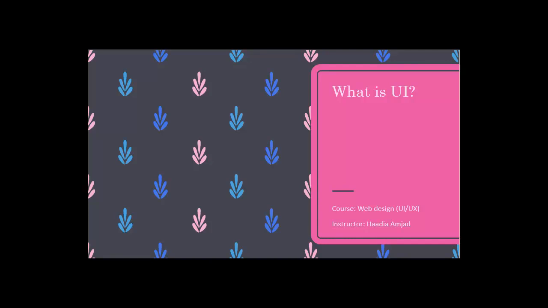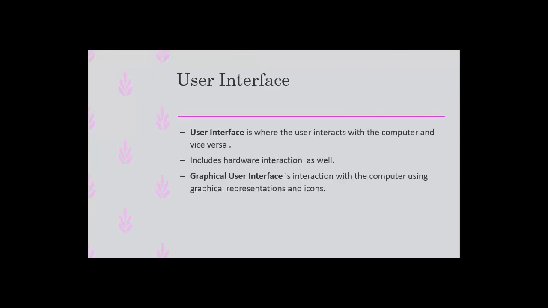What is UI, user interface? Your user interface is basically how the user is communicating with the computer and how the computer is communicating with the user. It includes hardware, when you type something or when you touch a screen and all that, that's basically an interface, an interaction between you and the system.